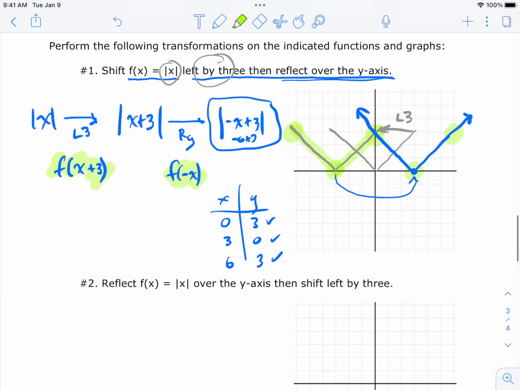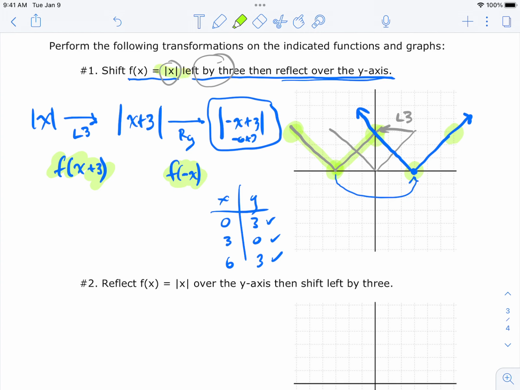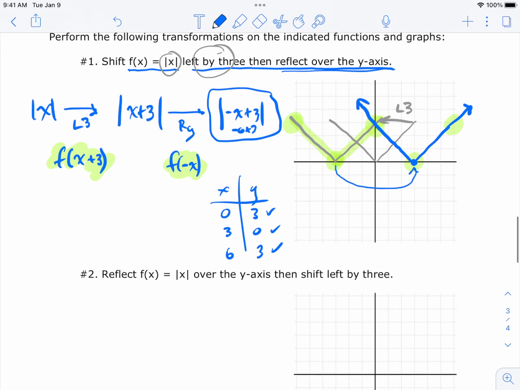Now this number 2 kind of looks like the same thing, except notice it's saying stuff in opposite order. Instead of saying left then reflect, it's saying reflect then go left. So it's the same two moves, but we're doing them in a different order. Well, first let's follow the action on the equation.